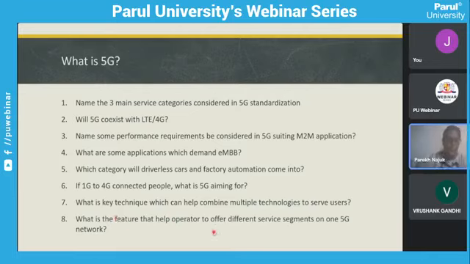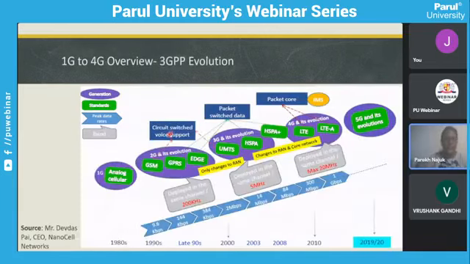What is the feature that helps the operator to offer different service segments on one 5G network? This is the main thing, that on one 5G network, there will be only one network and it provides all the services to all the features. It provides all the features, all the services to all the architecture and to all the network. Okay, so this is what we are going to see in this 1 hour.